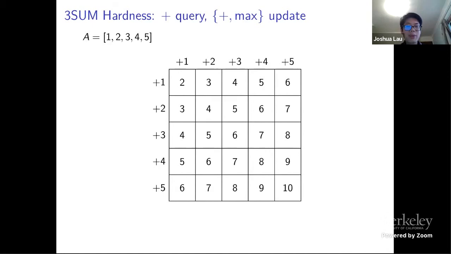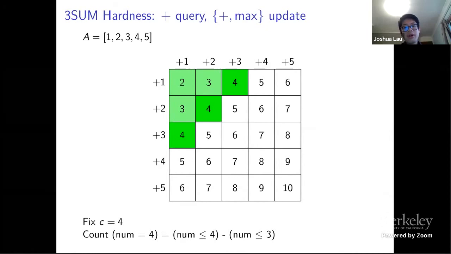So each cell will contain a possible value of A plus B. What we're going to do is iterate through A and try each value of A as a possible value of C and see if that appears in the array. For instance, let's say C is 4. We want to check if there is some 4 that appears somewhere in the grid. That's roughly equivalent to asking how many 4s are in the grid. We can write this as counting the number of elements that are at most 4 in the grid and subtracting off the number of elements that are at most 3, because we're dealing with integers. So let's just focus on counting the number of elements that are at most 4 in the grid.